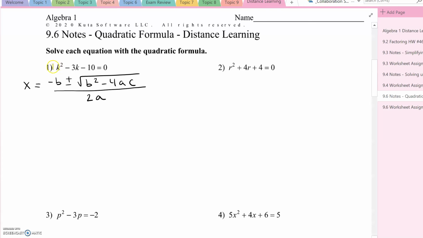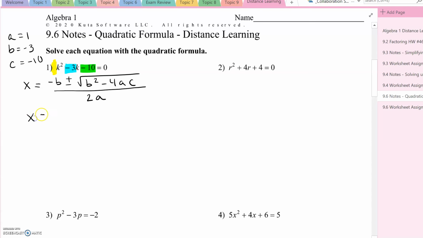So what is our a value? What's our number in front of our k squared? Just 1. When there's no number in front of it, it's just a 1. Our b value is negative 3, the number in front of just k, and our c value is negative 10, the number by itself. So now that we know what a, b, and c are, we can plug them into this formula and simplify and solve.